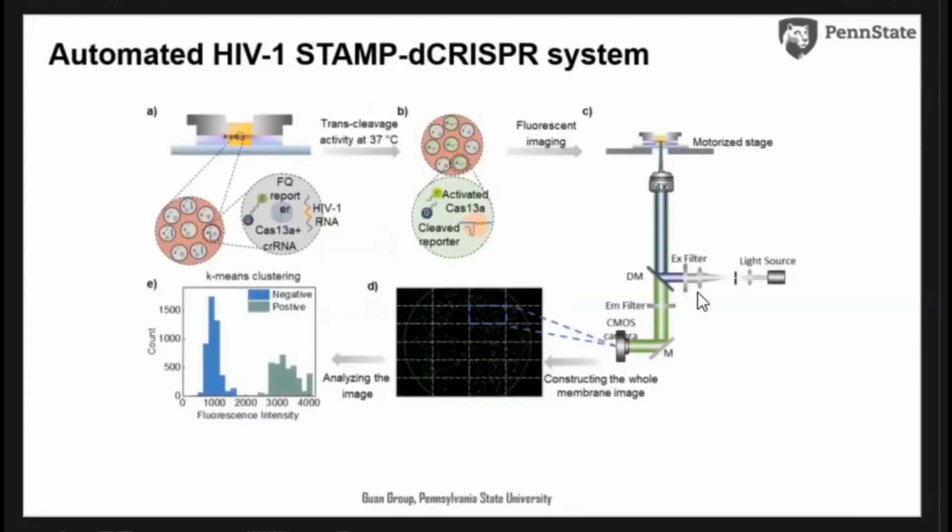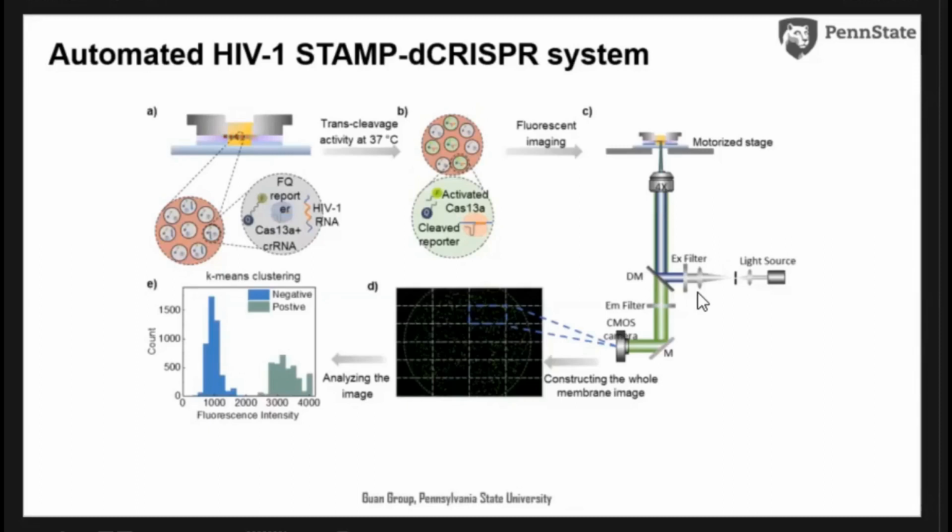So after coming up with this stamping technique, we wanted to use this stamp for quantifying the HIV-1. So what we did first, we used the stamp technique to fill the membranes with this Cas13 assay, similar to the Sherlock, but without any amplification, just the Cas13 proteins, the reporters and the target. And then we do typical fluorescent imaging with a motorized stage, because to cover the whole membrane, we need 24 images. And after that, to differentiate between the positive and negative pores, we just use a typical K-means clustering code in MATLAB.